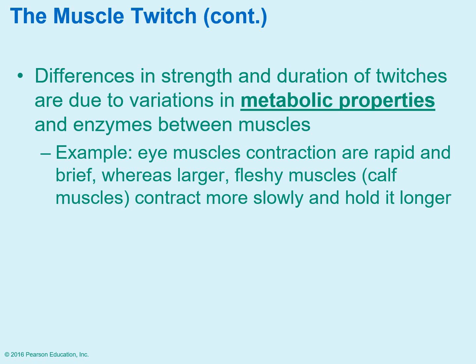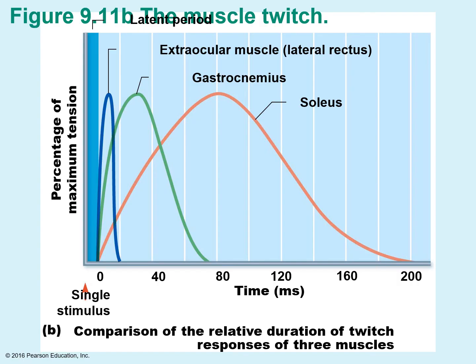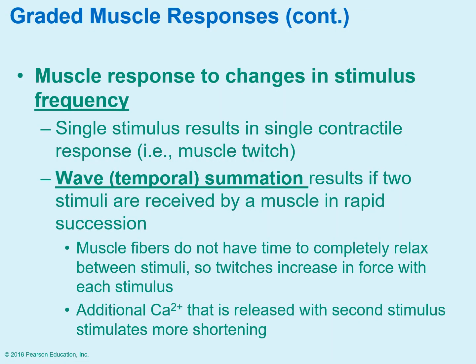Differences in the strength and the duration of twitches are due to different metabolic properties. Eye muscle contractions are very rapid, very brief, but some of your larger muscles, the contraction might be slower. It's able to hold it a little bit longer. And this is just showing how long the contraction period is. Some of your eye muscles, the gastrocnemius, a large muscle on the back of your lower leg, and the soleus, etc.